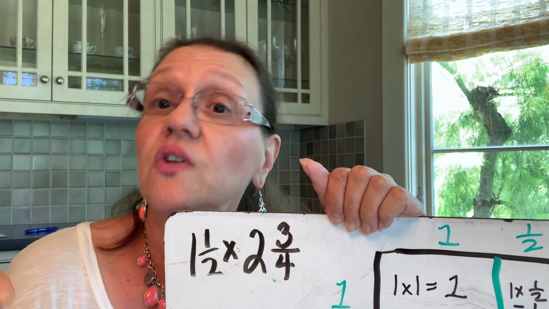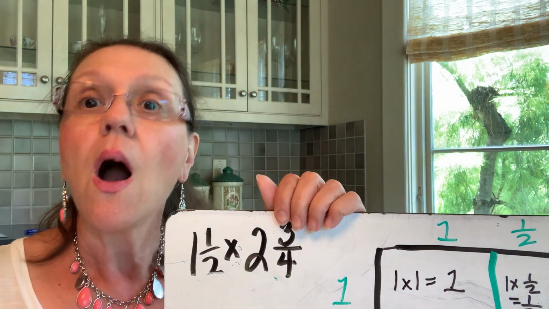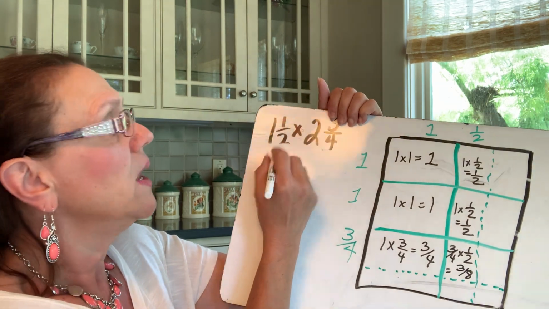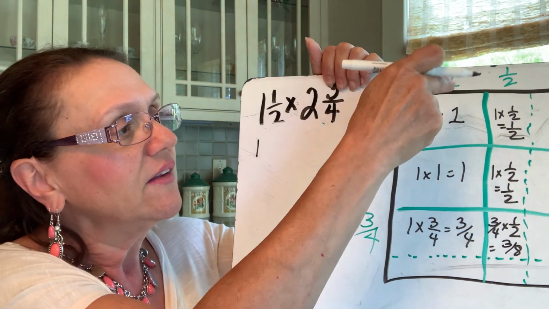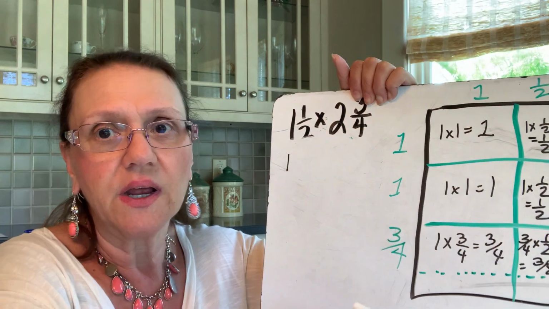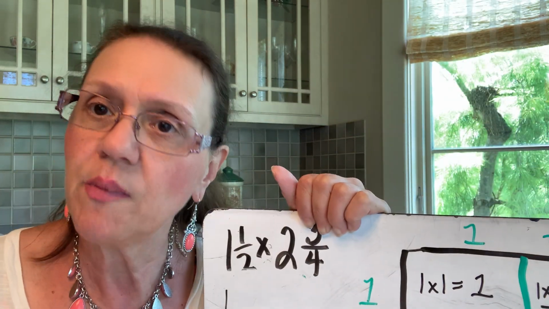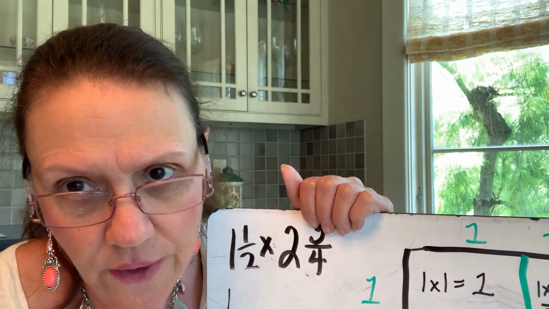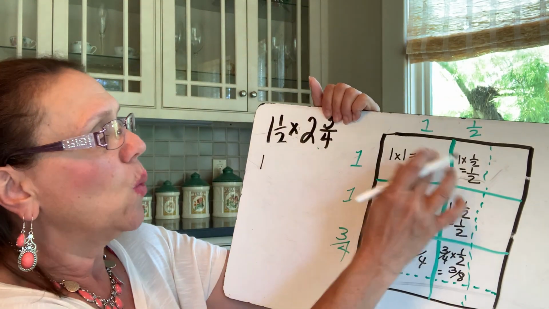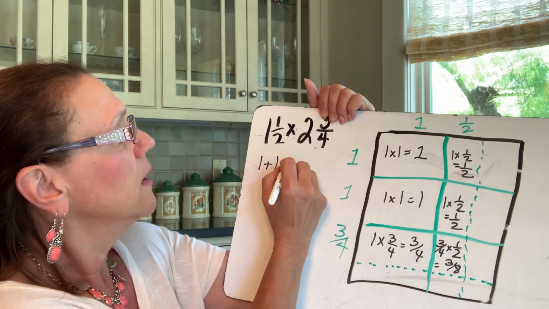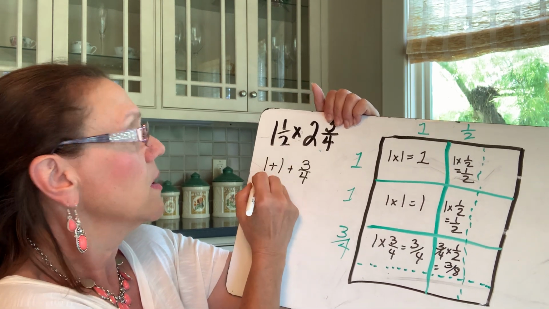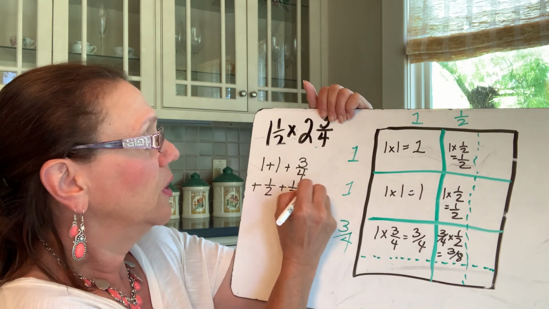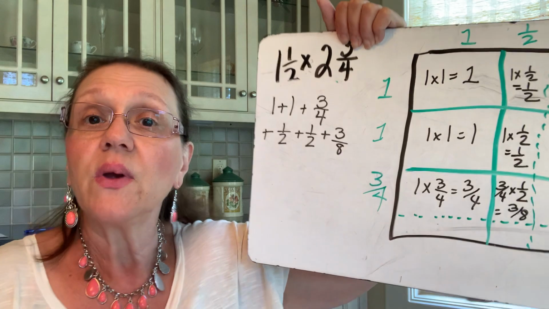Okay, so these are actually partial products. The next thing we do to get our whole product is to add up our partial products. So I take from each square my partial product, and when I'm adding, I start at the top and I go down, and then I start at the top and I go down. If you're trying to follow along with my notes and my lessons, that's what I do. It's not the only way to do it, it's just what I do. So we have 1 plus 1 plus 3/4 plus 1/2 plus 1/2 plus 3/8. And we've got to add that up.